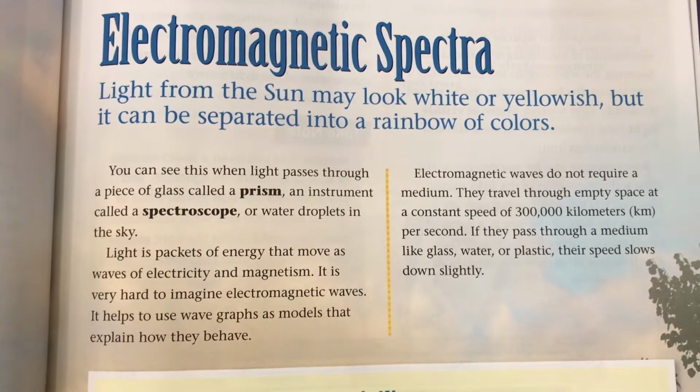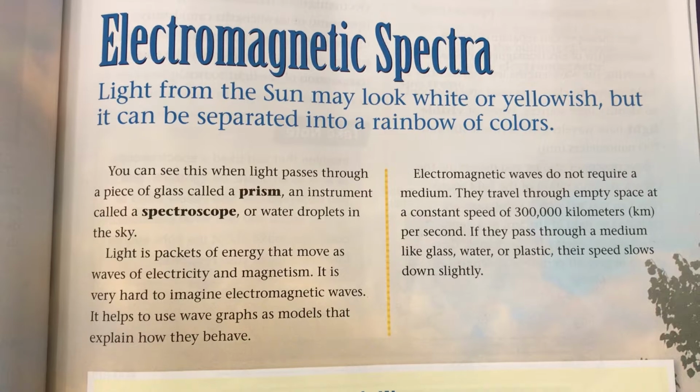Light is packets of energy that move as waves of electricity and magnetism. It is very hard to imagine electromagnetic waves. It helps to use wave graphs as models that explain how they behave.